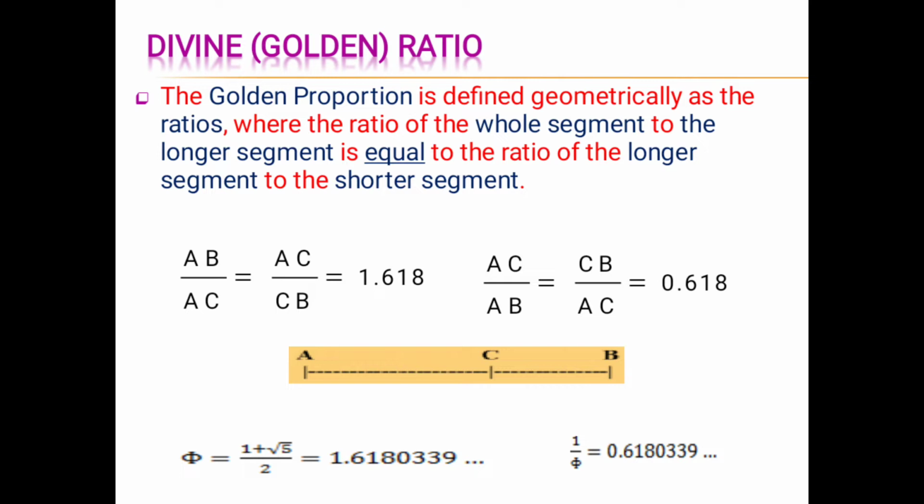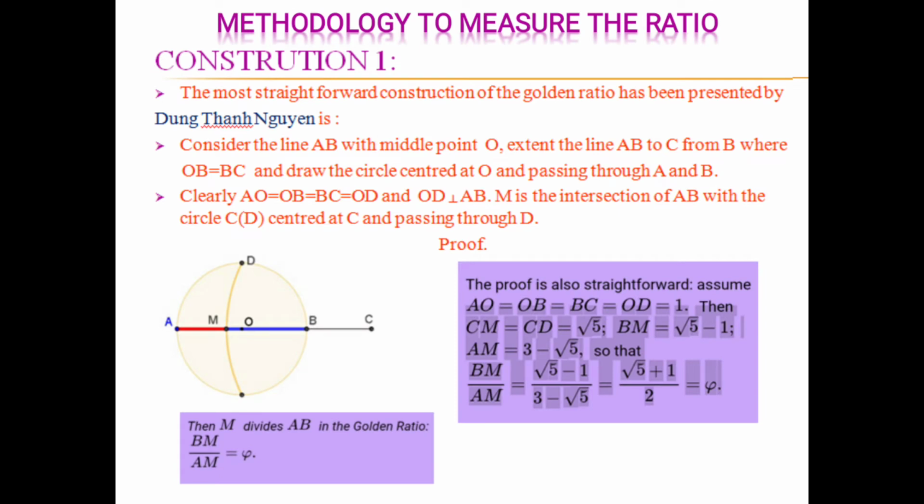The ratio is equal to 1.618. If you take the reciprocal of this value, then we will get 0.618. So that is the uniqueness of this golden ratio: if you take the reciprocal, we get the fractional part 0.618. Numerically, we can define the golden ratio as (1 plus square root of 5) divided by 2. Now we can study how to construct a golden ratio in a straight line.